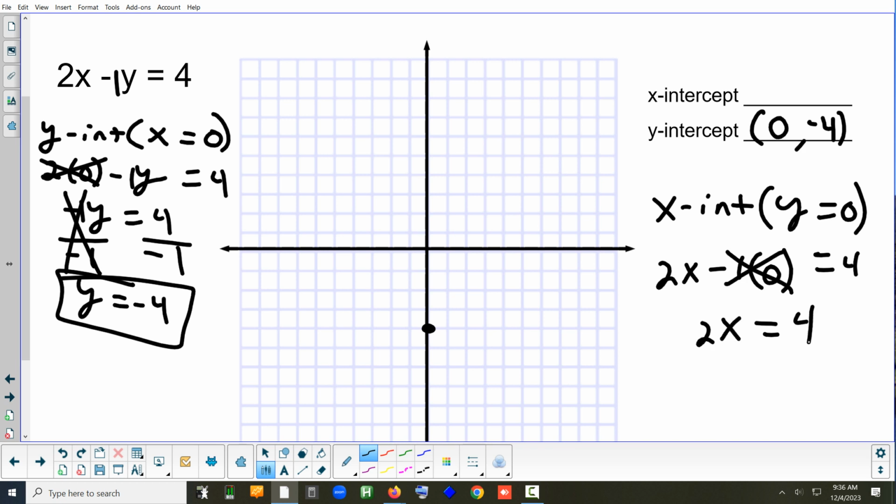So 2x equals 4. And to get x by itself, what do we do on both sides? Divide by 2. We get x equals 2. That's my x-intercept. Okay, how do I graph the dot for the x-intercept?